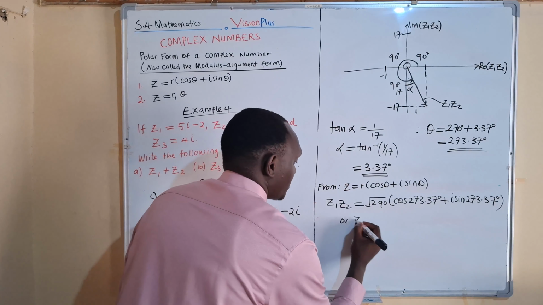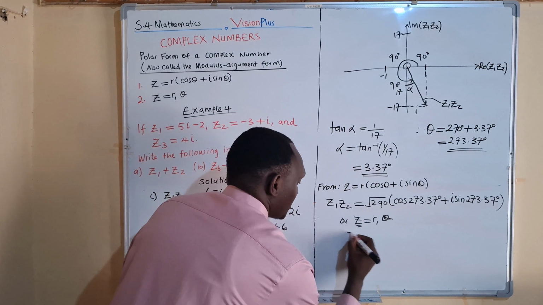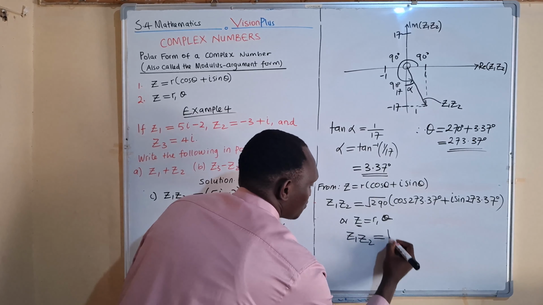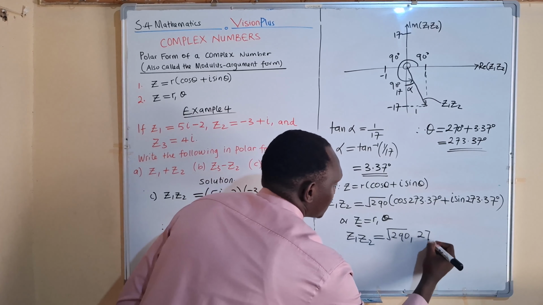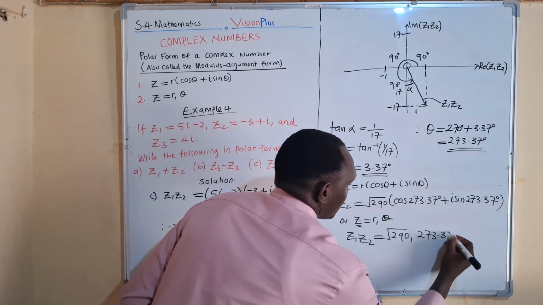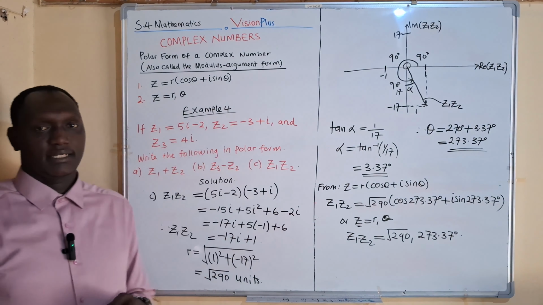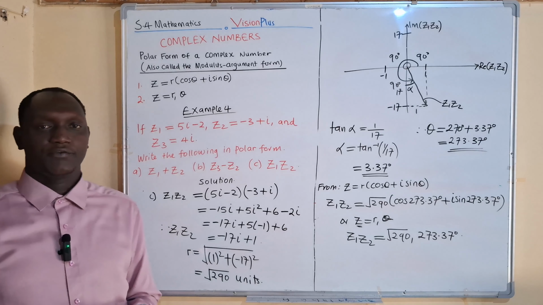Or you can use the other form, that z is given by r, theta. Whichever z now we are saying it is the same as Z1, Z2 combined. It gives us r is root of 290, our angle is 273.37 degrees. So either way, that is the same answer, and this brings us to the end of example 4.